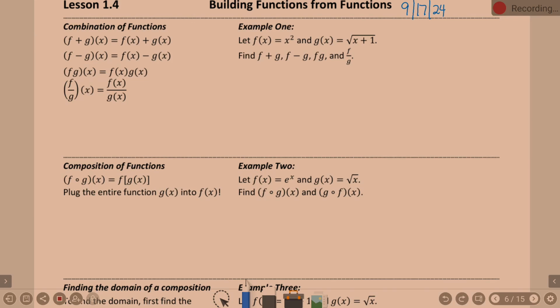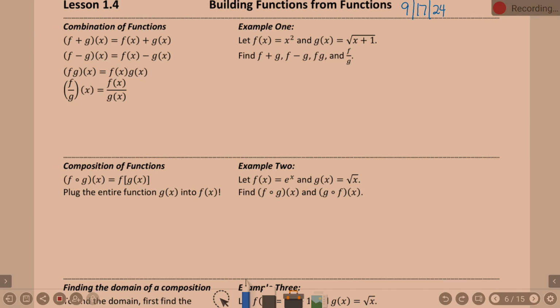If you are asked to add two functions, f plus g, then you take f of x plus g of x, you add them. The same thing is true with subtraction. If you're asked to do fg of x, so f times g, then you just take the two separate functions and multiply them. The same is true of division.